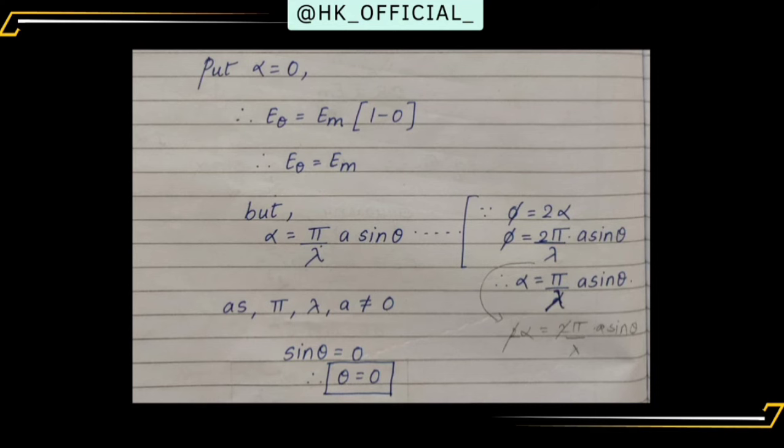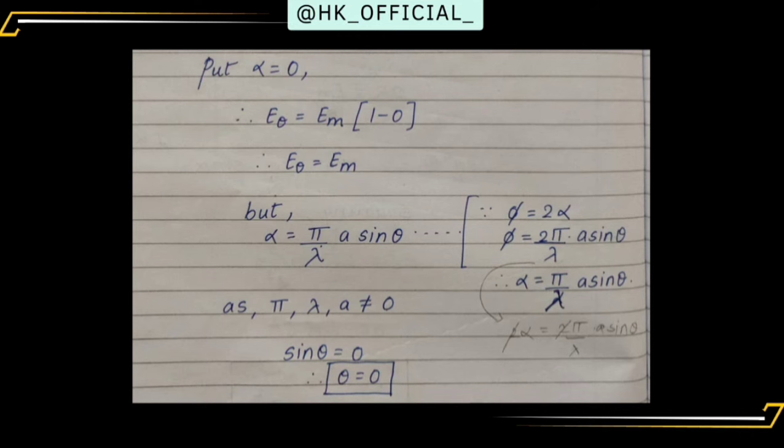But as we all know, what is alpha? Alpha is pi by lambda into a sin theta. Now where did I get this equation? There I have written a small derivation as phi is equal to 2 alpha. So phi will be equal to 2 pi by lambda into a sin theta, because alpha is nothing but pi by lambda into a sin theta. In previous derivations I have derived this, so I think in the previous video I have derived this, so go and watch that, you will be clear about this.